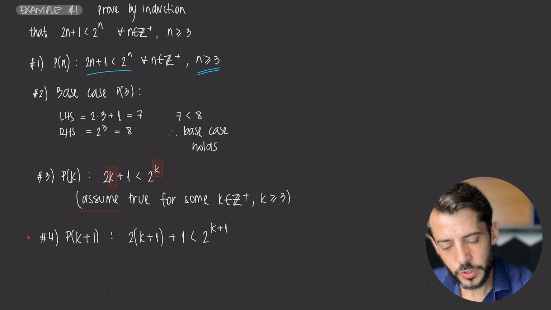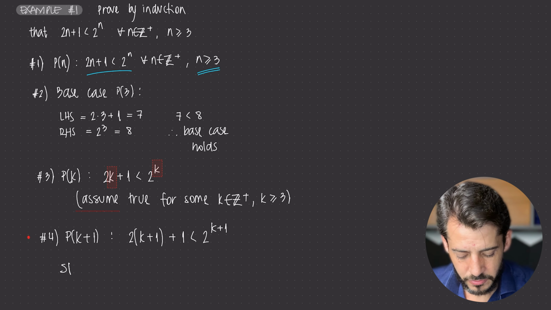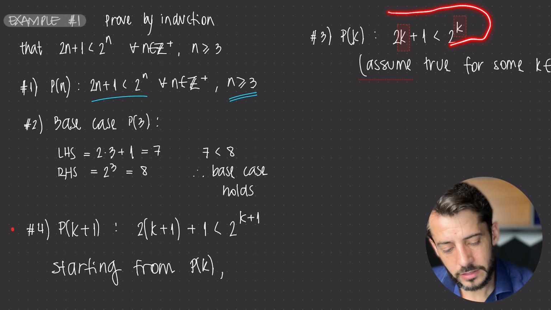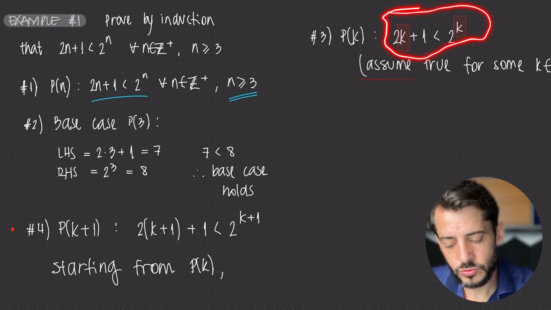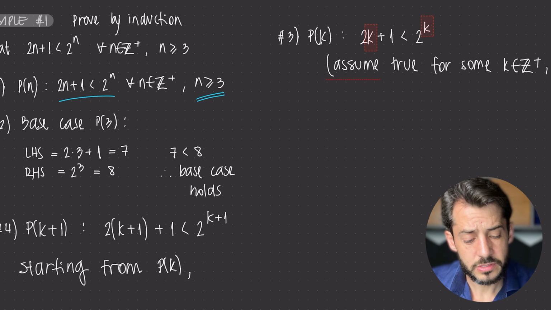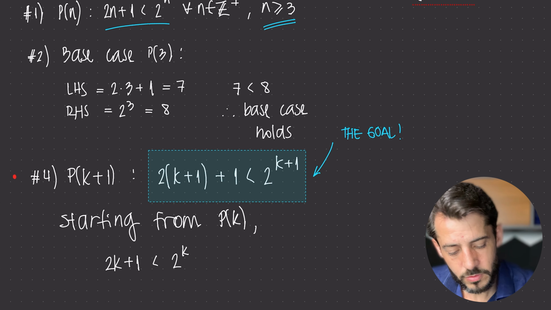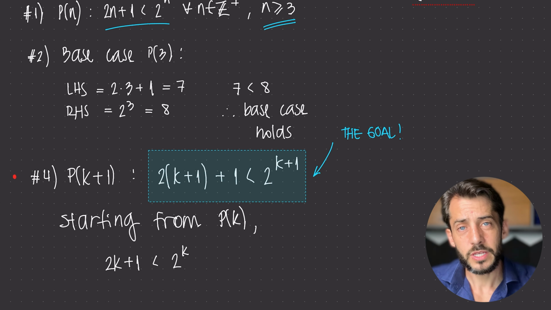As I mentioned, we're going to start with P of k. We know for a fact, because we're assuming that that is true, that 2k plus 1 is less than 2 to the k. And that is true, of course, for integers bigger than or equal to 3. So starting from there, we need to get to here. So the goal is to get here. Now, how do we get to the goal?